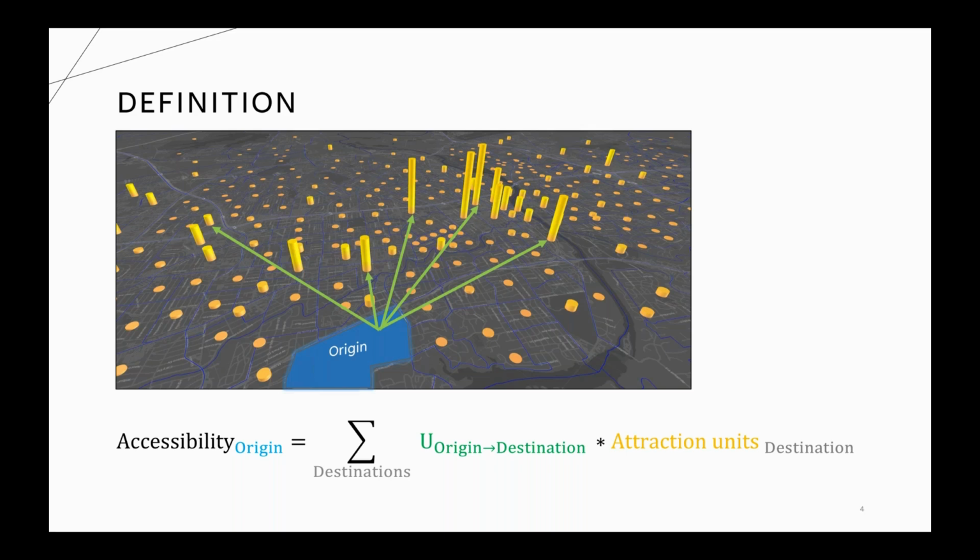In this equation, which is color-coded based on the image, we can see that the accessibility of origin is calculated as the summation of utility of travel from the origin to each destination multiplied by the number of attraction units at each destination.